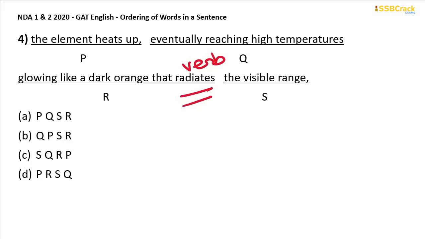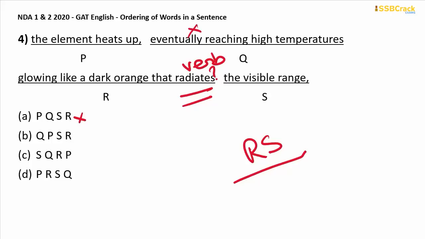It should always be followed by an object. So how will you find out the object? You need to question the verb. So radiates what? The element heats up? No. Eventually? No. The visible range. So the visible range is an object. It can be an object. So R will be followed by S. So let's find out the RS combination.